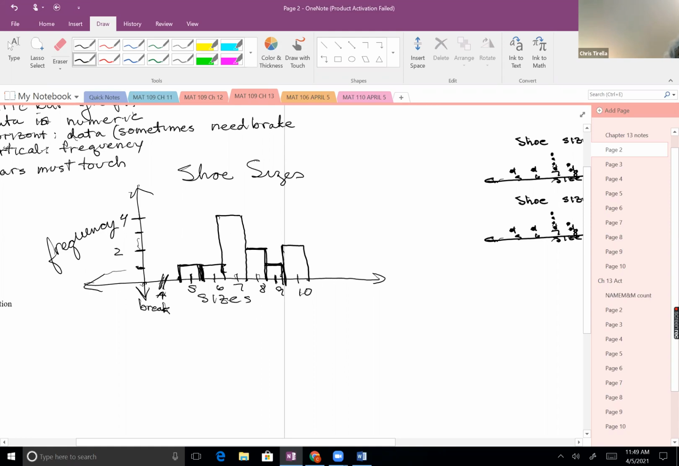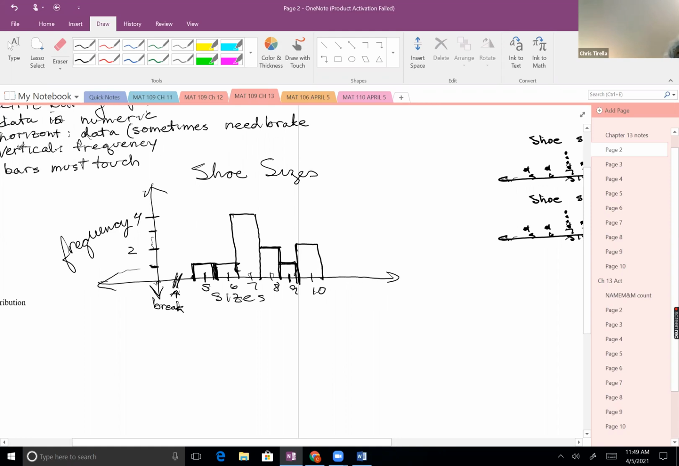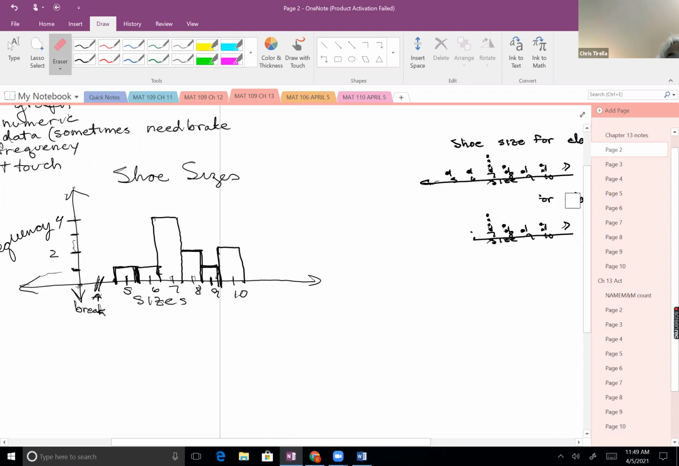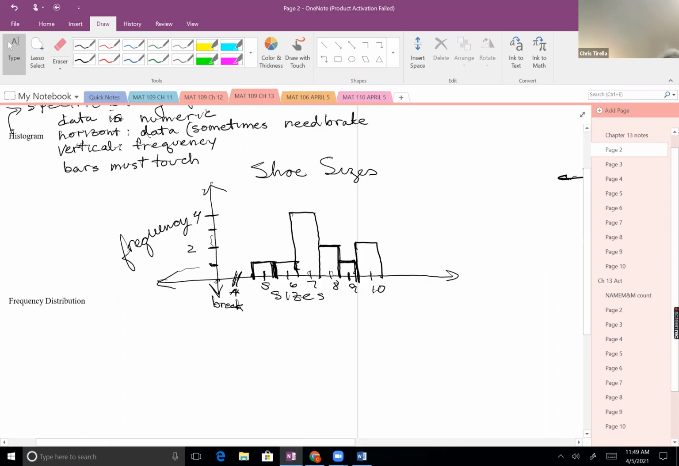And notice that the histogram is real similar to the bar graph, except that we don't have as much freedom. With a histogram, the data must be numeric. The data must be on the horizontal axis. The height of the bar must be frequency. And with a histogram, it's really important that those bars touch.